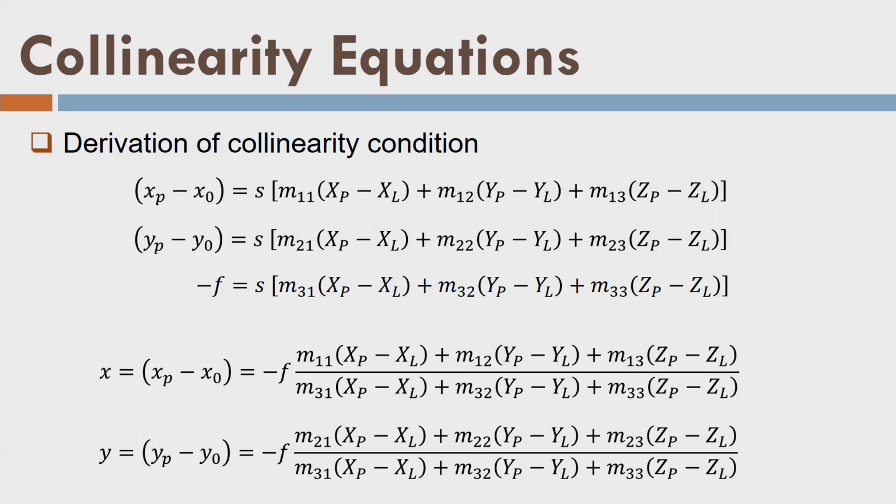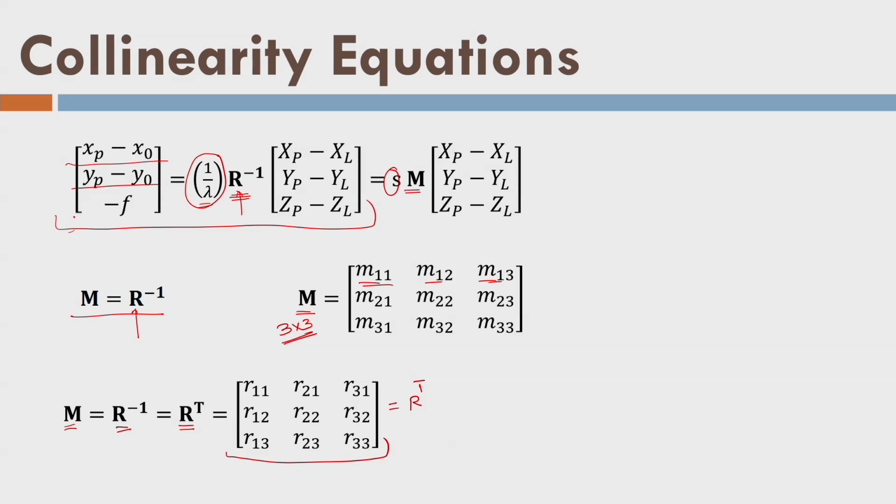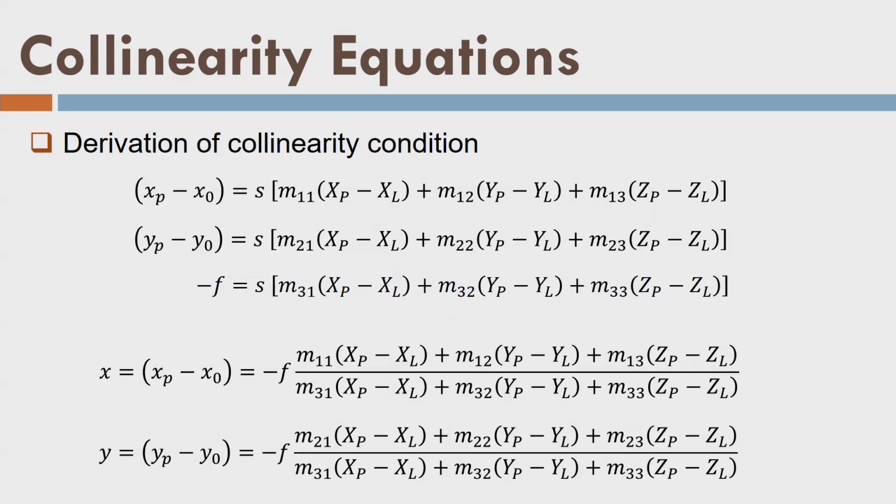So, now if I write these 3 equations 1, 2, 3, I can write like this, xp minus x0 equal to something like this, similarly this and this. You can try it yourself. This scale factor is still unknown. I do not know what the value is here, because I did not know what lambda is. So, I would like to remove it.